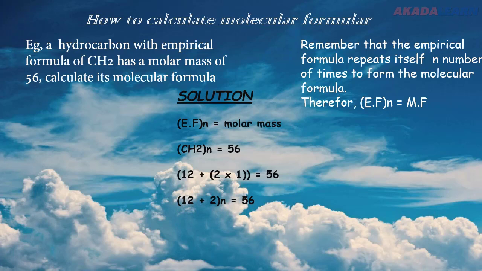Now, 12 plus 2 in bracket n is equal to 56. 14n, if we open the bracket, is equal to 56. n is equal to 56 divided by 14, and that is 4, which is our answer.